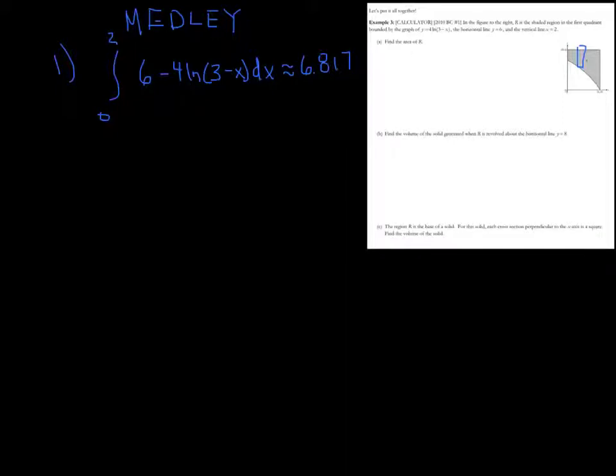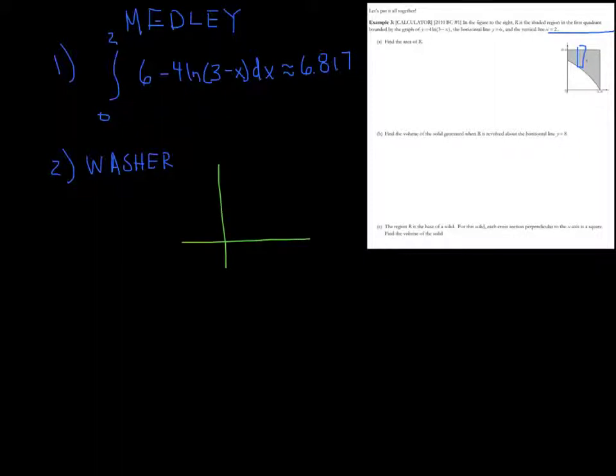Now part B, find the volume of the solid generated when it is revolved around the horizontal line y equals 8. Well, y equals 8 is actually up here somewhere, right there. So we can see that the rectangle that we are rotating is not connected to the line y equals 8. Since that is the case, we know that we need to use the washer method.